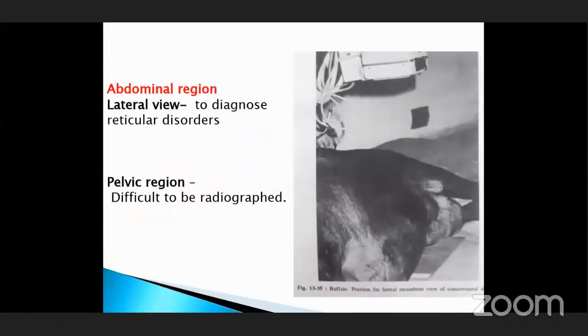Now, abdominal region. Normally, we do not take abdominal X-rays in adult ruminants, but we can diagnose the disorders of reticulum using abdominal radiography. For that, we take X-rays of the cranial portion of abdomen only, and that too the lateral view only. Now, in the pelvic region, normally the pelvic region is not radiographed in case of ruminants, but we can take the VD view in case of small ruminants as well as in calves.